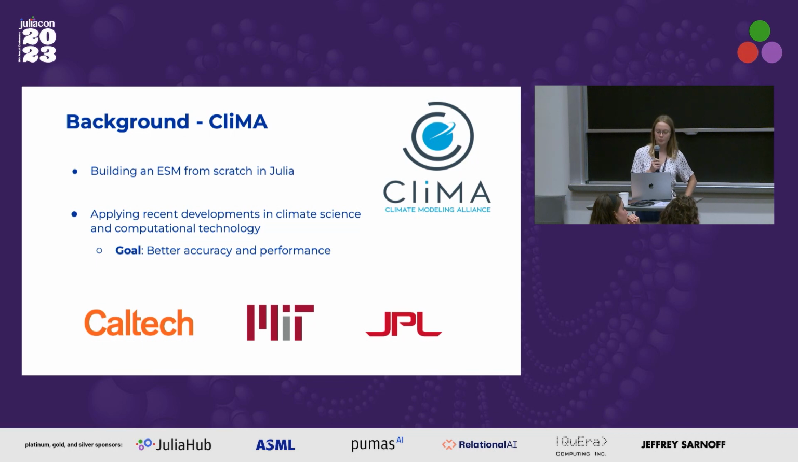Before I get into the coupler, I'm going to give a little bit more background about CLIMA. CLIMA stands for the Climate Modeling Alliance. This is a project that's being worked on by collaborators at Caltech, MIT, JPL, and a few other collaborating institutions. Our goal is to build a new Earth system model from scratch in Julia. There are many existing Earth system models, but a lot of these models, while they're very powerful, are based on legacy code that was written in Fortran as early as the 70s. So we're really trying to develop a new model that makes use of recent technological advancements as well as newer climate science to make a more accurate and performant model.